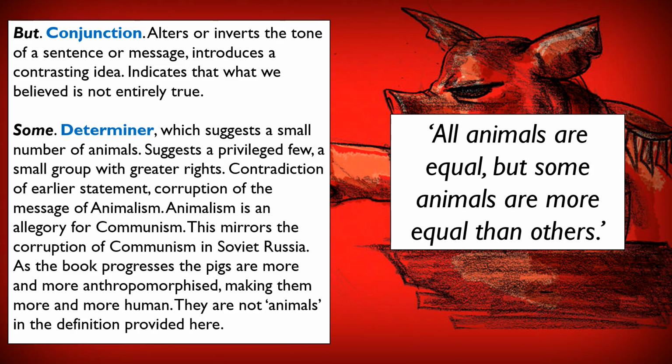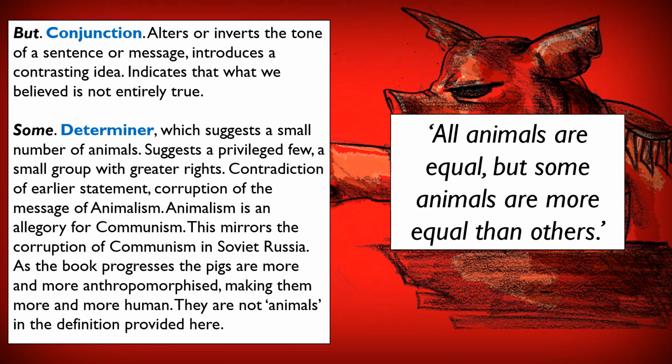So then we come to the word "but," which is a conjunction. The word "but" alters or inverts tone in a sentence. That's its job. And so it indicates really clearly that what we believed in the first part of the statement is actually not true. Then we come to the determiner "some."